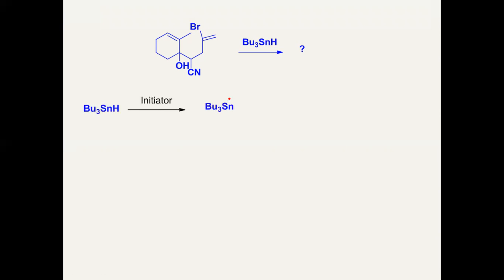So see the mechanism. First of all, the initiator: we can use radiation, we can use AIBN, and many others are available. The initiator's function is to initiate the reaction, by inducing the generation of free radical. You can see here, this initiator breaks the Sn-H bond and generates this radical. That radical will react with this alkyl halide, attack the C-Br bond, and that will undergo homolytic cleavage. Definitely formation of radical takes place, and the Br is gone with this one.